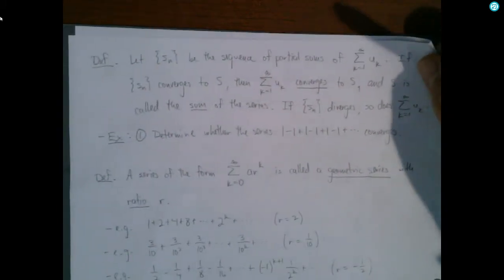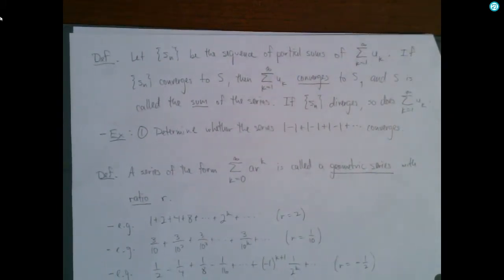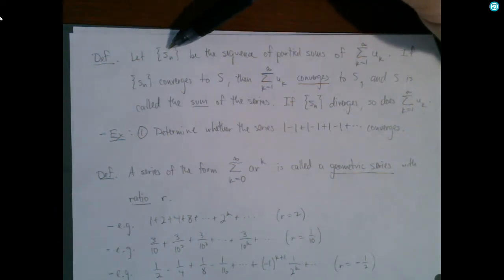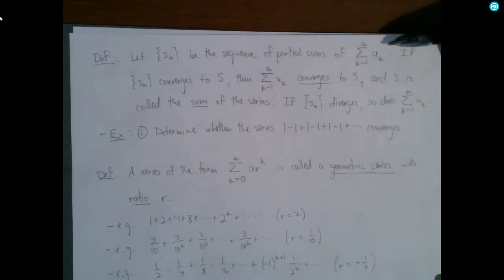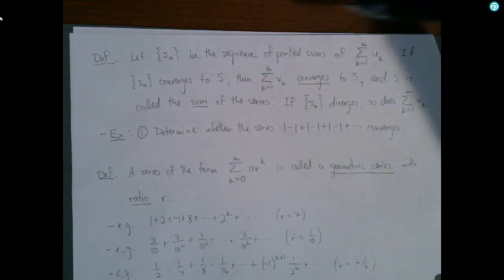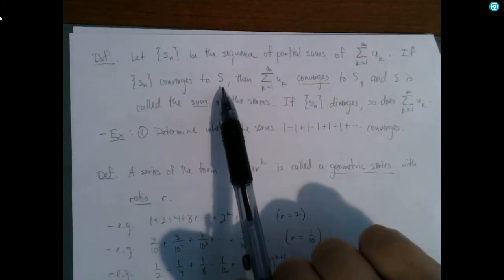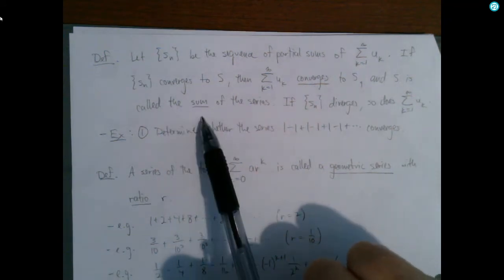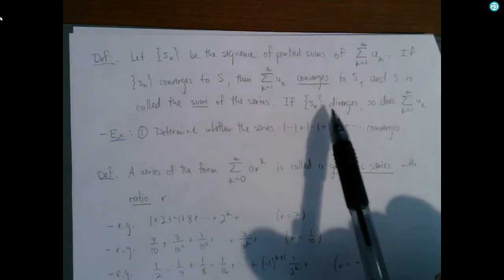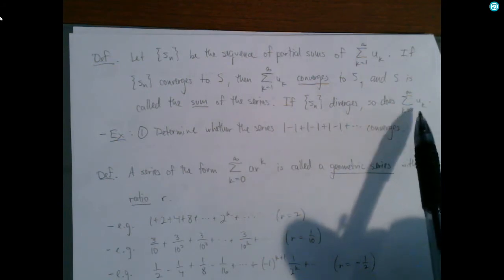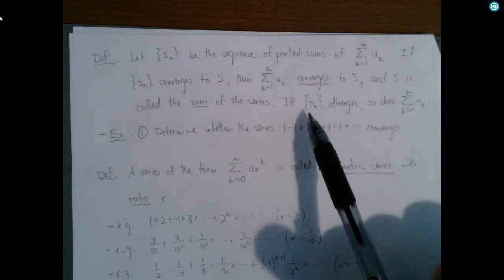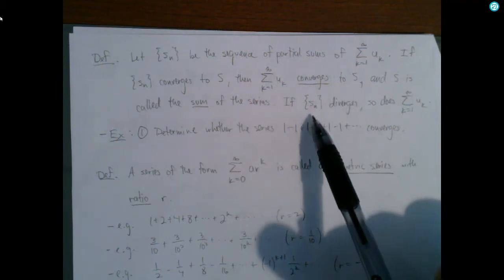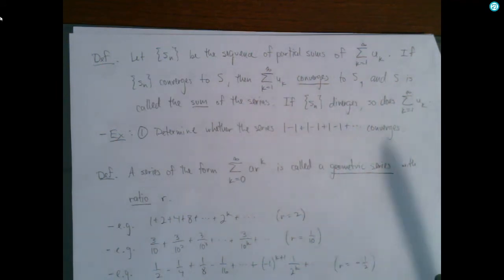So that's what we're saying in this definition here, which you should definitely write down. This is hugely important, right? Let S sub n be the sequence of partial sums of this series, sum from k equals 1 to infinity of uk. If the sequence converges to S, then the series converges to S. And S is called the sum of the series. If the sequence diverges, then so does the series. Okay? So if the sequence of partial sums converges, then the series converges. If the sequence of partial sums diverges, then the series diverges.